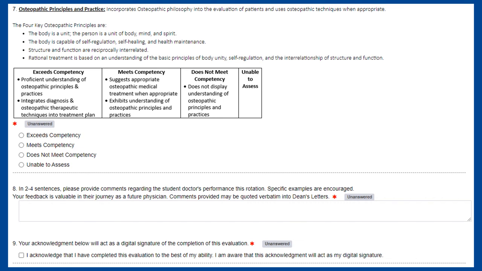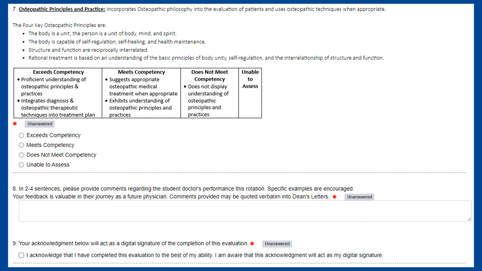The 7th and final category is osteopathic principles and practice. Was the student doctor able to incorporate osteopathic philosophy into the evaluation of patients and use osteopathic techniques when appropriate? The 4 key osteopathic principles are: the body is a unit. The person is a unit of body, mind, and spirit. The body is capable of self-regulation, self-healing, and health maintenance.